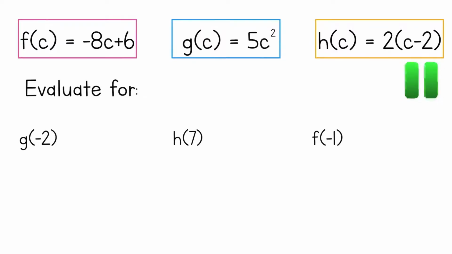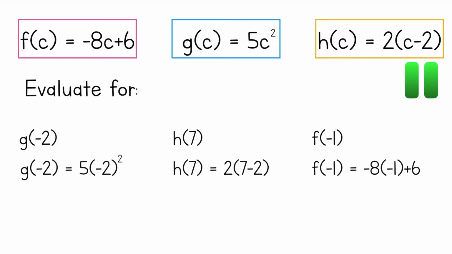So the first step for all of these is I'm just going to plug the number into the appropriate equations. So for g of negative 2, I'll plug it into this equation. I'll plug 7 into this equation right here because it's h. And for f of negative 1, I'll plug negative 1 into this equation right here. So this is what I get after plugging the numbers in.